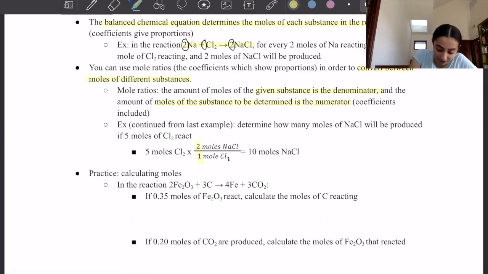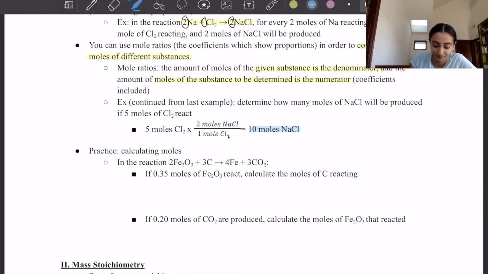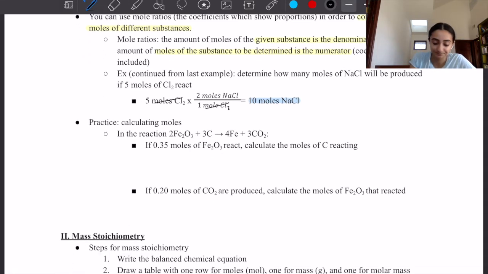And just a reminder, these moles are a ratio. So in the reaction, there are 2 moles of NaCl per 1 mole of Cl2. So what I'm going to do is multiply 5 times 2, and I would get that there are 10 moles of NaCl produced. So again, I multiplied by the ratios in the reaction, and this mole Cl2 will cancel out because I have the proportion of NaCl on the top.